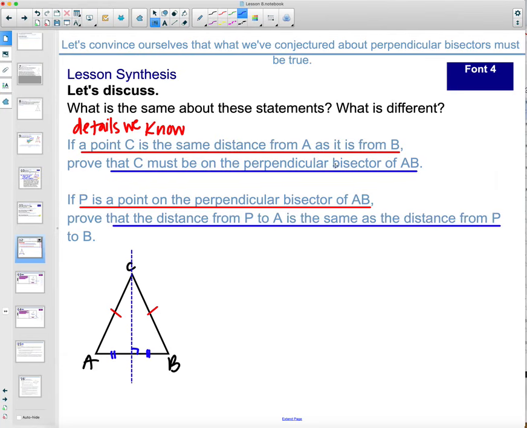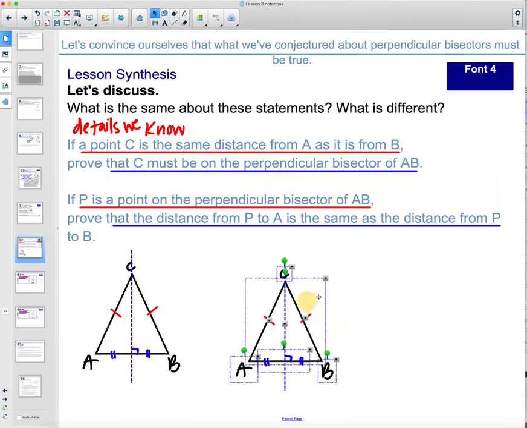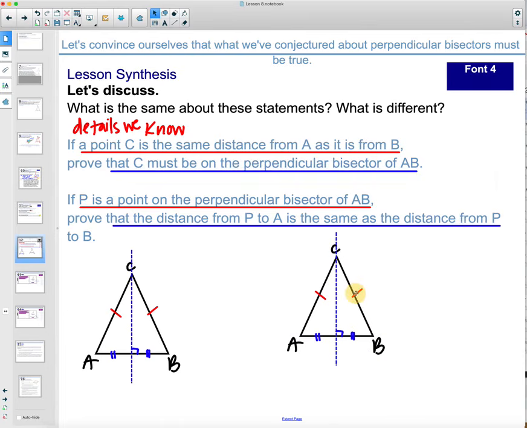when you're given the red. Okay, and then in this next one, I'm just going to take this and duplicate it. In this bottom problem, you are given this part. So you're given the perpendicular bisector, and you are trying to prove that those two sides are congruent. So they flip-flop what's given and what's trying to be proved.